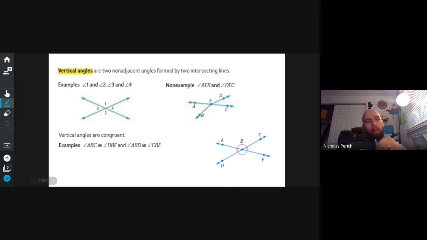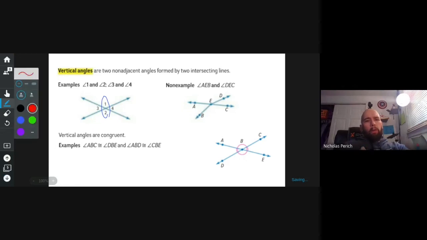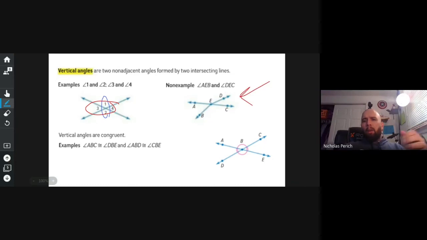More vocab is vertical. Now, I know when you're thinking vertical, you're probably playing 2K and you do a jump shot and you're like, oh, jumping in the air, that's my vertical, up and down. No, not anymore. Vertical angles are angles that are across from each other. So 1 and 2 here are vertical. They're across from each other. 3 and 4 are vertical.